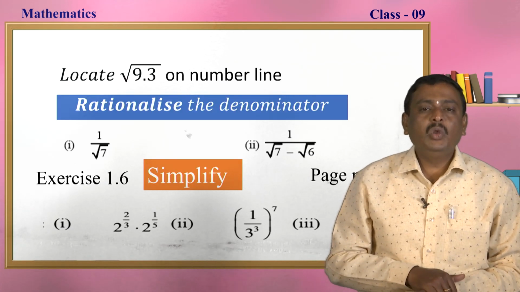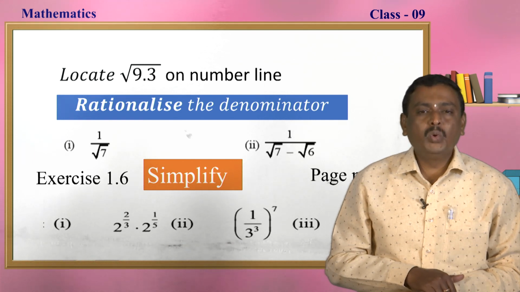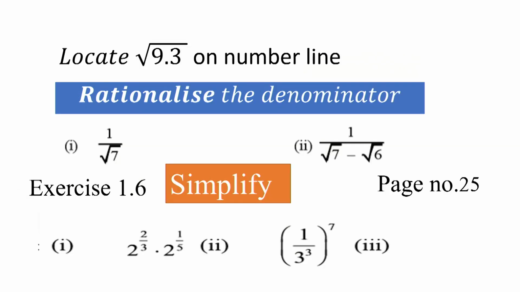See another one, locate root 9.3 in a number line. Rationalize the denominator, that is 1 over root 7, 1 over root 7 minus root 6. See, simplify the exercise 1.6 in the page number 25. You have to do it.